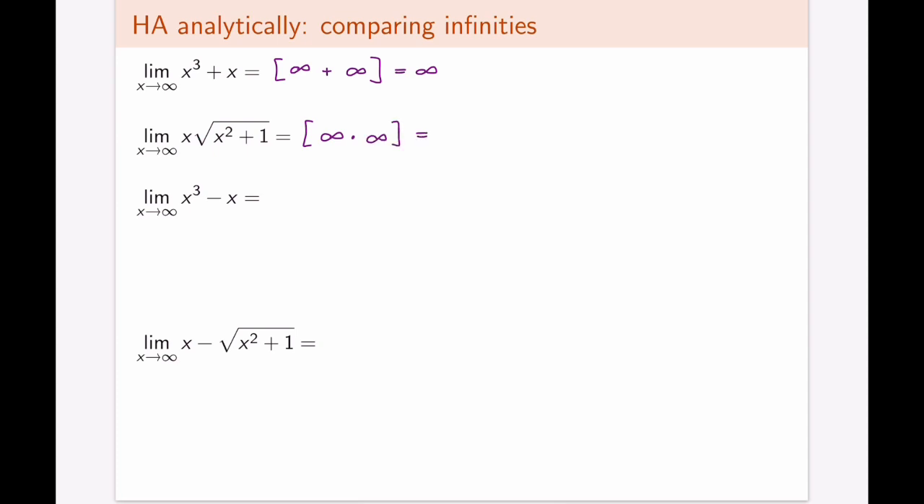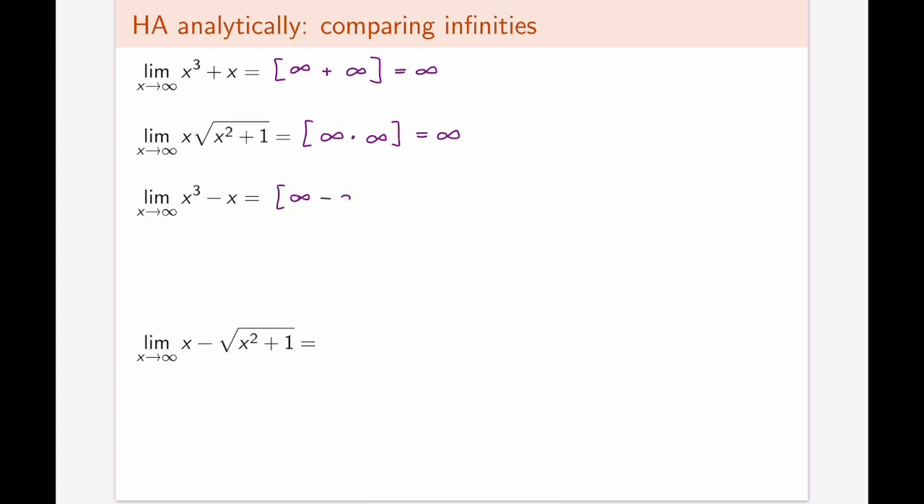A large number times a large number will produce a large number. So in the case of addition or multiplication, there are no issues. Issues will arise with subtraction, because if I have to subtract infinity from infinity, I have to reason out which of these infinities is bigger. And that's exactly what's happening in this next case here.